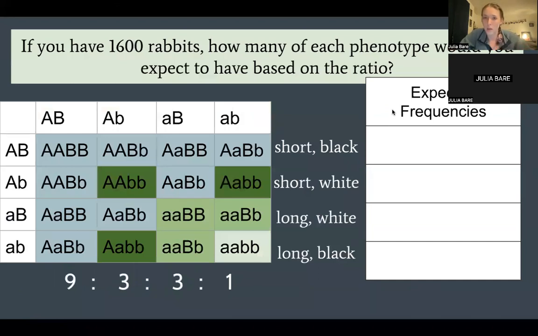Now, here's the tricky part. And here's where the chi-squared test starts to come in. Okay. If you have 1,600 rabbits, how many of each phenotype would you expect to have based on the ratio? How many of each phenotype would you expect to have based on the ratio? I'm going to give you a second to think about it.